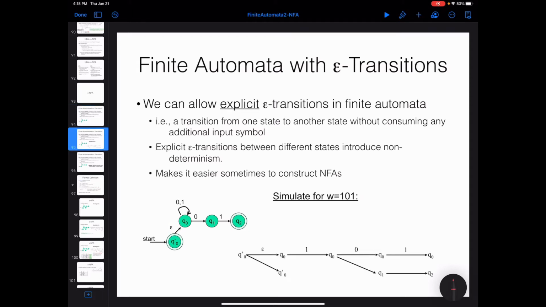For example, look at the simulation of this string over this epsilon NFA that we have. The thing is, before we start, we look at Q0 prime and say that, because I do have an epsilon transition, I can use that epsilon transition and move to Q0. So instead of actually starting at one state, you can think that I can start from Q0 or I can start from Q0 prime. From Q0 prime, of course, there are no other transitions, so this one is going to stop.